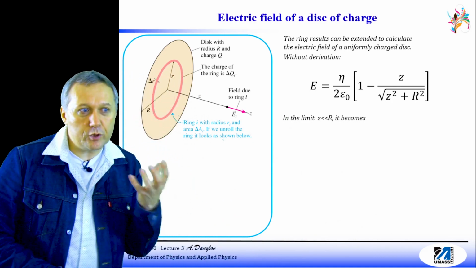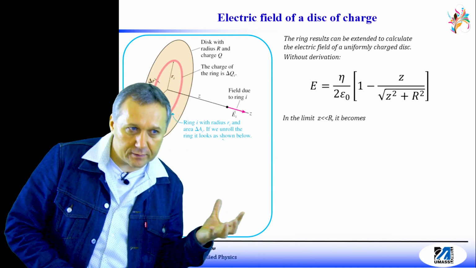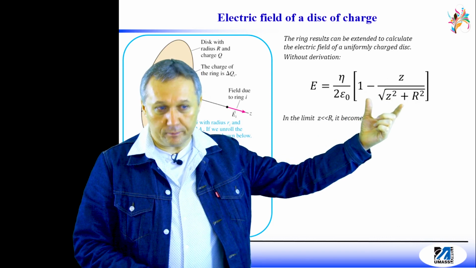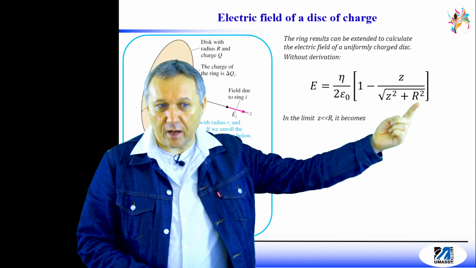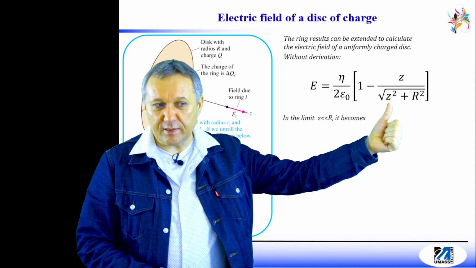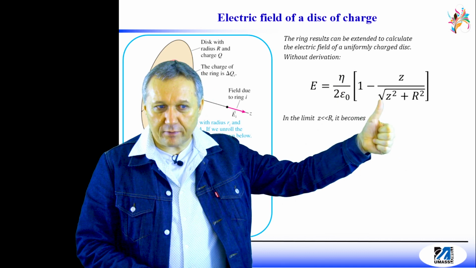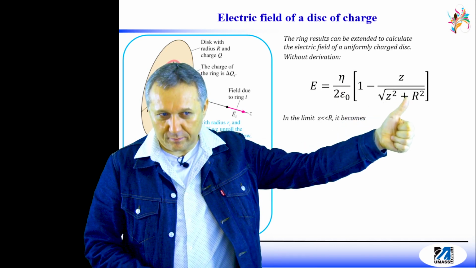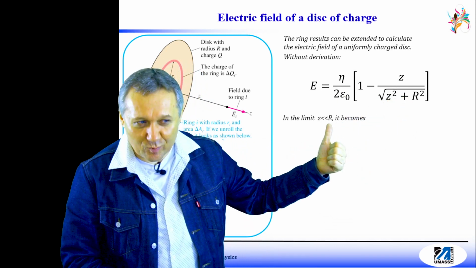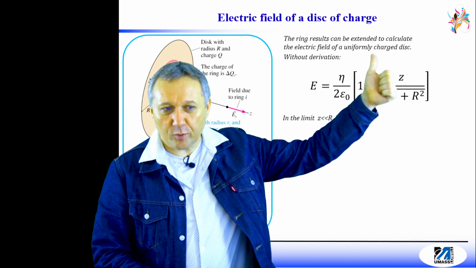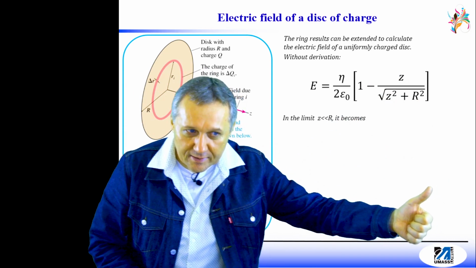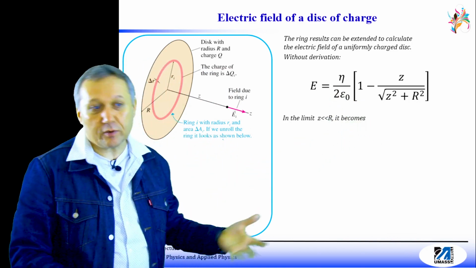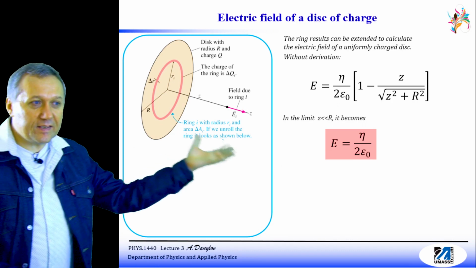Okay, so let's see what we are going to get in terms of the expression for the electric field with this limit. If you apply this limit, of course, you need to play with the second term in this expression. Z is much smaller than R, so downstairs in the denominator, this Z squared can be neglected. As a result, we have a square root of R squared. Square root of R squared is R. So we'll have Z over R capital. Z is much smaller than R capital. It means that this second term is going to give us 0 in this limit. As a result, we have only the first term, 1, left. So we need to multiply eta over 2 epsilon naught times 1. So as a result, we have this expression.